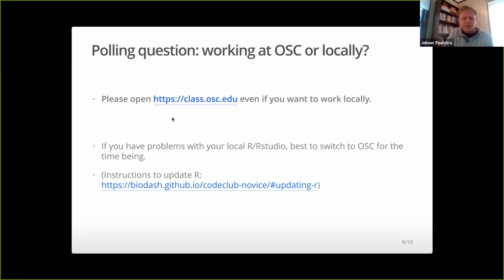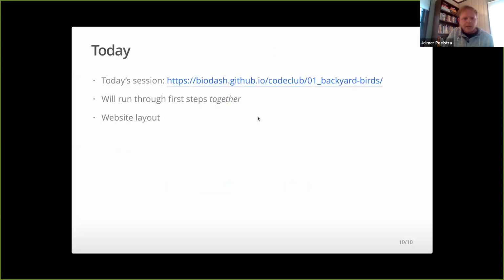I missed this. So please, for now, open class.osc.edu, even if you want to work locally. And I will in a minute go through the steps of logging in there and getting an RStudio session over there. So then you know how that works, which is useful to know anyway. And also, if then something doesn't work in your local R, after that you can switch to your local R. But if then something doesn't work, you can switch back to the OSC RStudio. So please open that website, and then we'll go through the steps there in a minute.